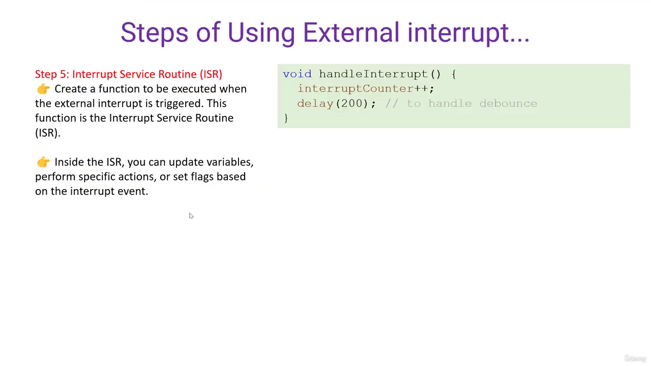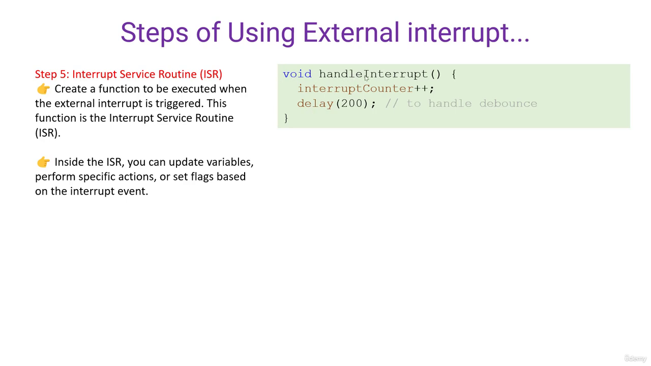Now comes the 5th step, that is defining the interrupt service routine, in short ISR. We need to create a function to be executed when the external interrupt is triggered, and this function is called the interrupt service routine. Inside the ISR, we need to update some variables or perform some specific actions, or we can also set flags based on the interrupt event. Like here in the right hand side example, we have used a void handle interrupt.